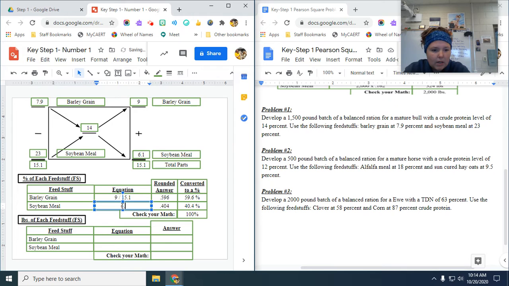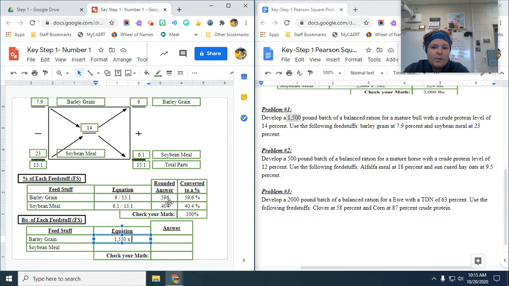So this was 6.1 divided by 15.1. So in order to find our pounds, we have to take the number that we're trying to balance for. So look back at our problem, and it looks like we're balancing for 1,500 pounds. So 1,500 is what we're balancing for. And we're going to take that times our, we're going to use this rounded answer, okay?